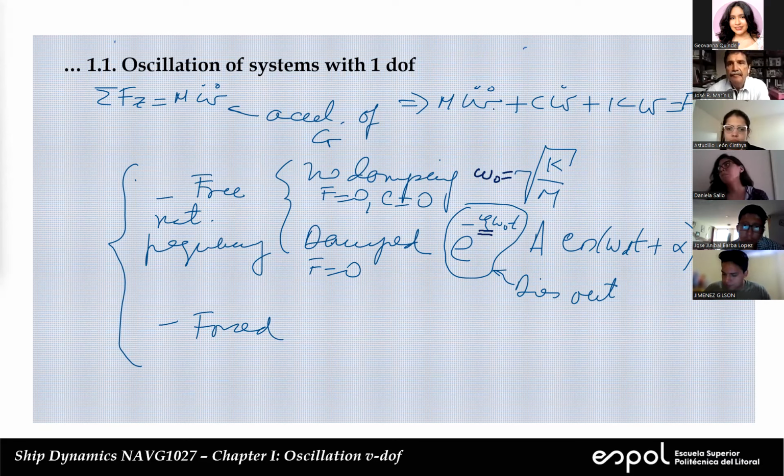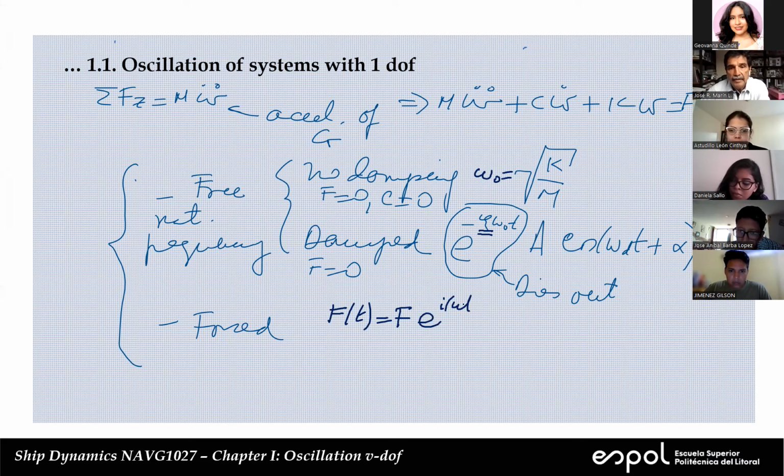What happens when we have forced oscillation? In this case, we have excitation, so we have all terms, the full equation. I'm going to write it again here. The excitation is going to be equal to an amplitude of excitation times e to the i omega t plus a phase shift, which is beta.